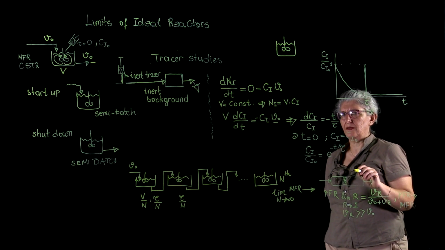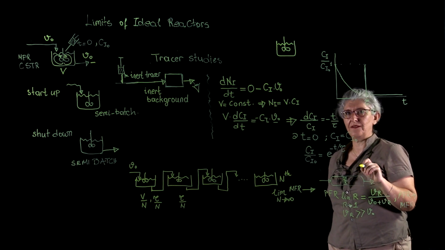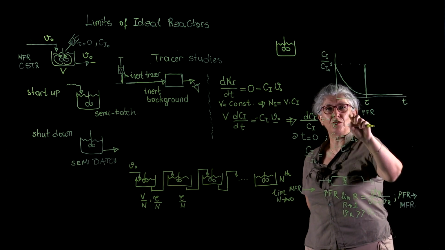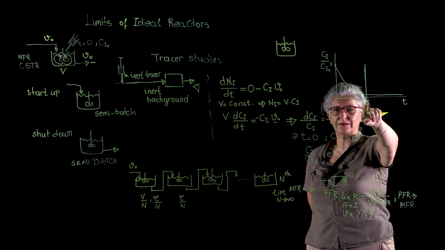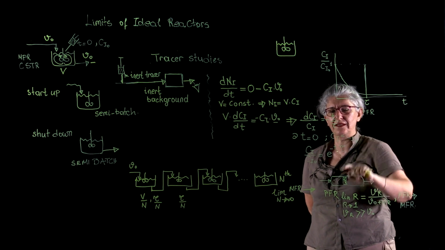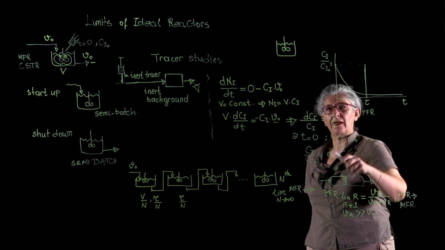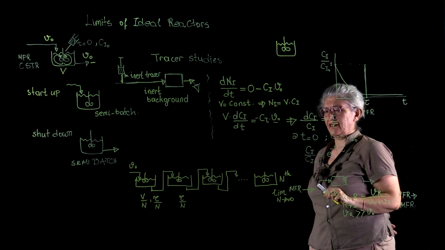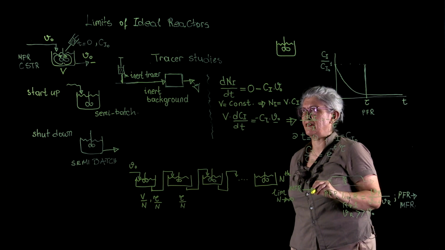So this is how we deduce whether we have a plug flow reactor or a CSTR. If you don't see any signal until a space-time t is equal to tau and we see a very sharp signal which dies immediately, it means that we have a plug flow reactor. If we immediately see a signal which decays exponentially, then we have a CSTR.